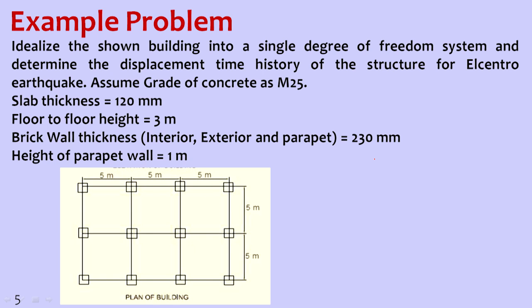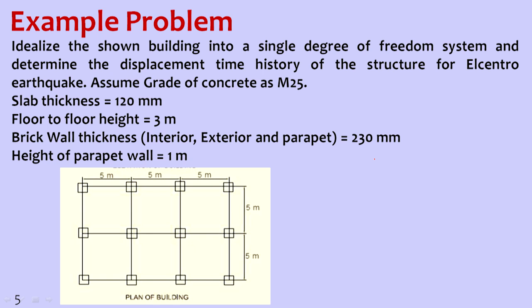So idealize the shown building into a single degree of freedom system and determine the displacement time history of the structure for El Centro earthquake. Assume grade of concrete as M25 and the given details are: slab thickness is 120 mm, floor to floor height is 3 meters, brick wall thickness, internal, external and parapet all are equal, which is 230 mm, and height of parapet wall is 1 meter.